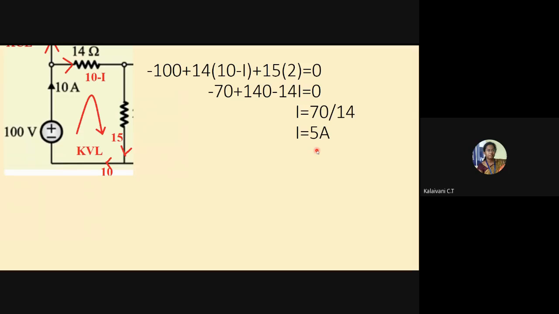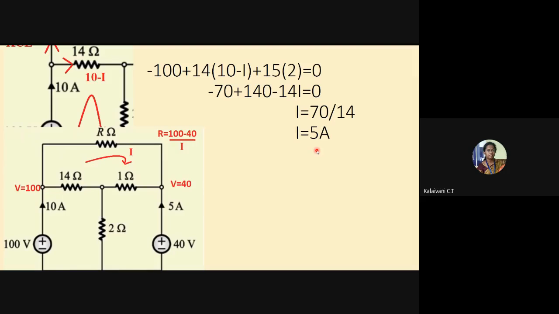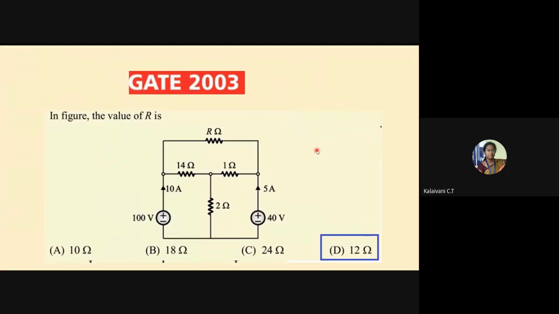Now already we saw the resistance R is equal to 100 minus 40, that is potential difference, divided by I. So that is 60 by I. Now you found the value of I. So 60 divided by 5 will be equal to 12 ohms. So the answer for this question will be 12 ohms. Our question was, in this figure, the value of R is. So we have solved this as 12 ohms.